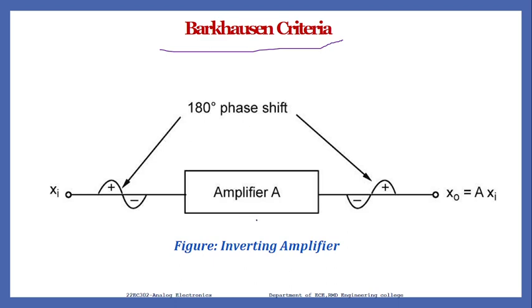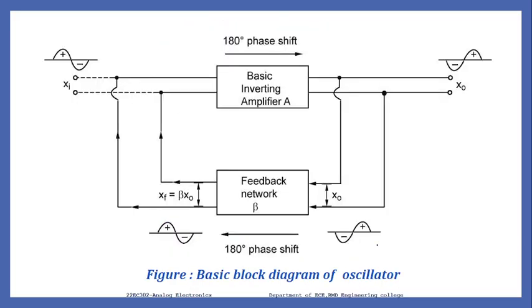So consider an inverting amplifier. What is an inverting amplifier? If I give a signal that has a positive half cycle followed by a negative half cycle, it will produce an amplified output with a negative half cycle followed by a positive half cycle. That is, it imparts a 180-degree phase shift between the input and the output signal, right? So that 180-degree phase shift is achieved in your basic inverting amplifier.